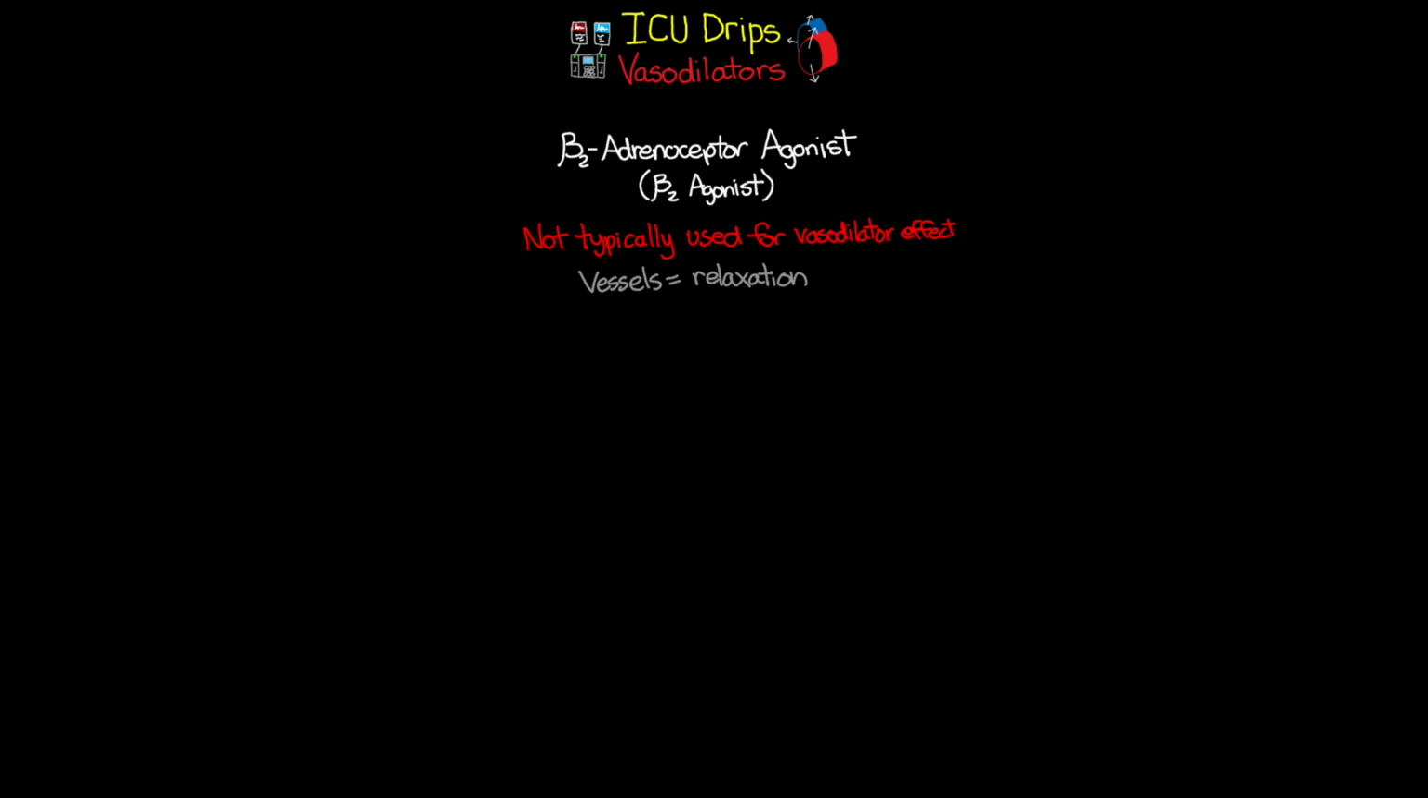Now there's two main medications that I want to talk about real quickly in this class. This is going to be our dobutamine, also trade name of Dobutrex, as well as isoproterenol, whose trade name is Isuprel.